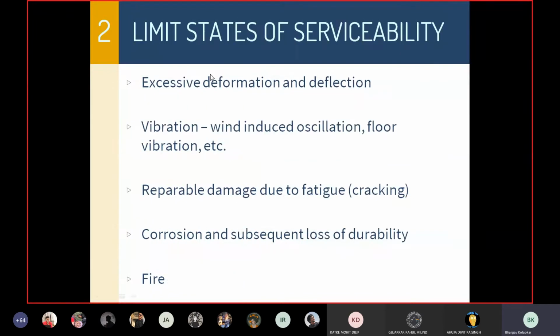The limit states of serviceability include excessive deformation and deflection, and induced vibrations, which include wind-induced oscillation. We could also say pedestrian-induced oscillation, flow vibration, etc. Then repairable damage due to fatigue, that is cracking, corrosion and subsequent loss of durability, and fire. So these are the limit states of serviceability. If the building achieves one of these states, it can always be repaired and used.